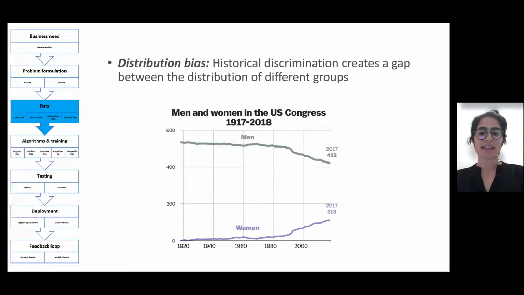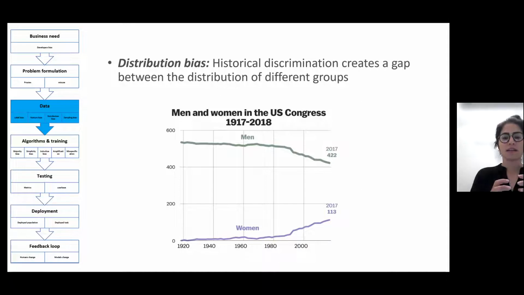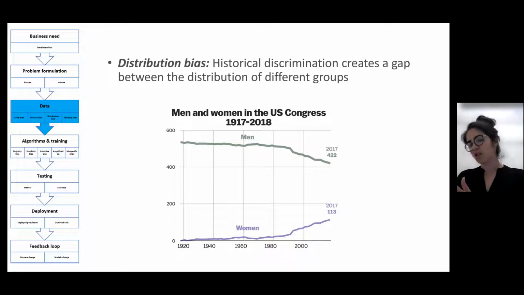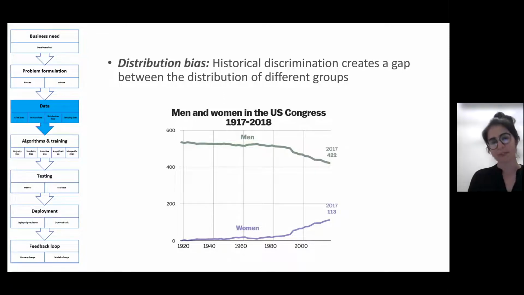The third bias that we are going to talk about is distribution bias. Because of historical discrimination, historical discrimination creates a gap between the distribution of different groups. For example, here I'm showing the number of men and women in US Congress. As you can see, there was a very, very big gap. For the longest time, women couldn't even vote. It's getting better over time, but there is still a gap between them. So there is this artificial gap between the distribution of men and women.